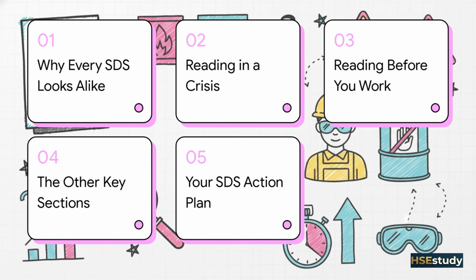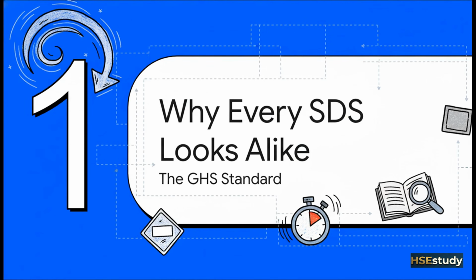So here's our game plan. First, we'll quickly cover why every SDS looks exactly the same. And trust me, there's a really good reason for it. Then we'll dive into the two main ways to read it: what I call the emergency path for when you're in a crisis, and the proactive path for planning your work safely. We'll touch on the other sections and then wrap it all up with a simple action plan you can take with you.